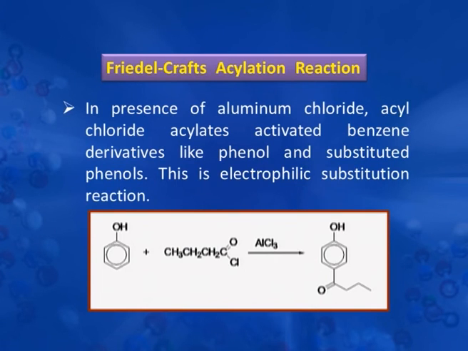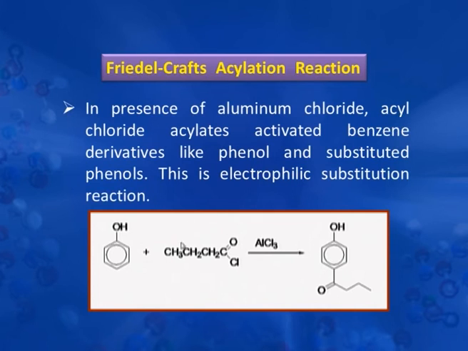Here you can see that phenol is treated with butanoyl chloride in presence of aluminum chloride, and this group goes to the para position. And this is an example of how we actually prepare it here. A keto group substituted phenol is formed here.